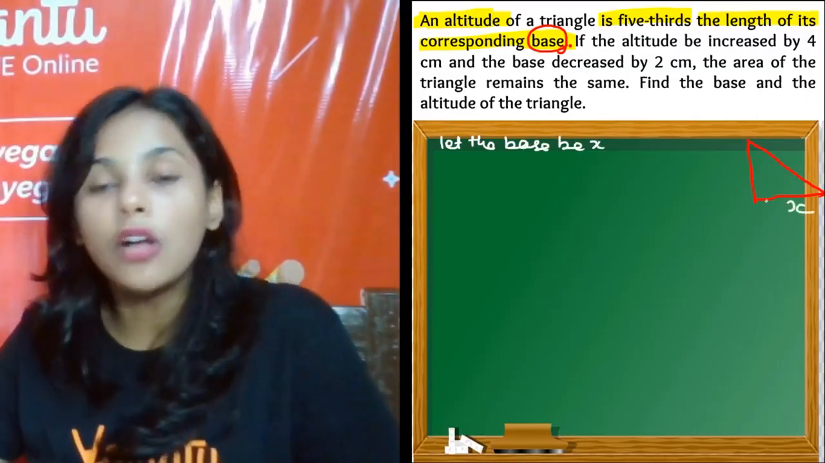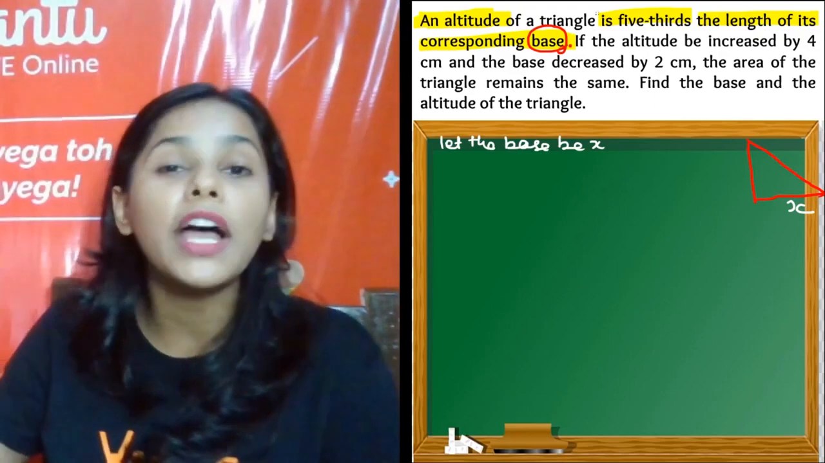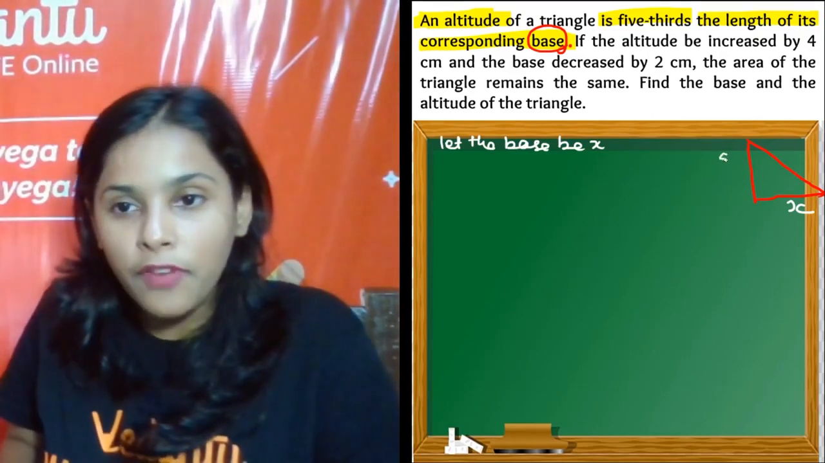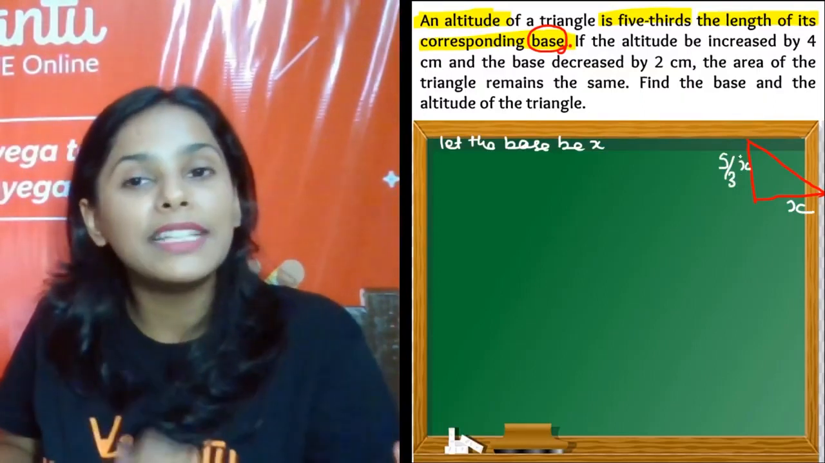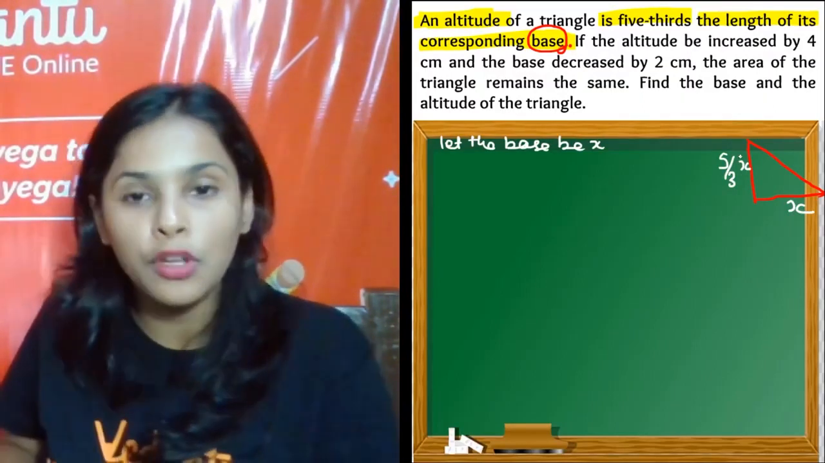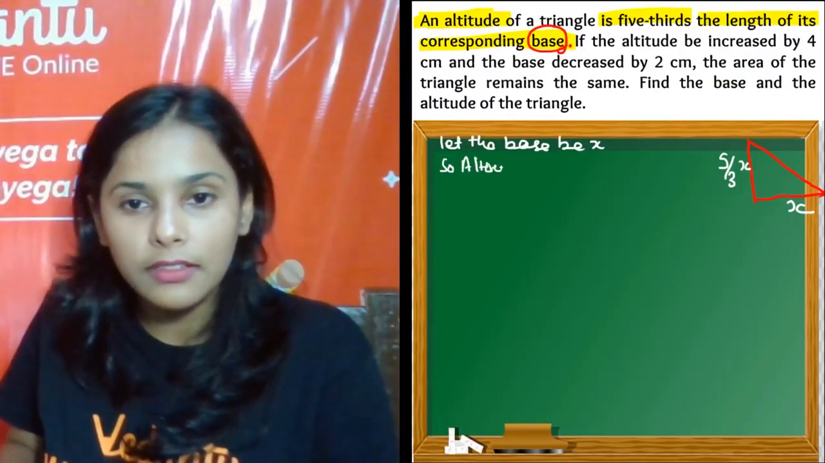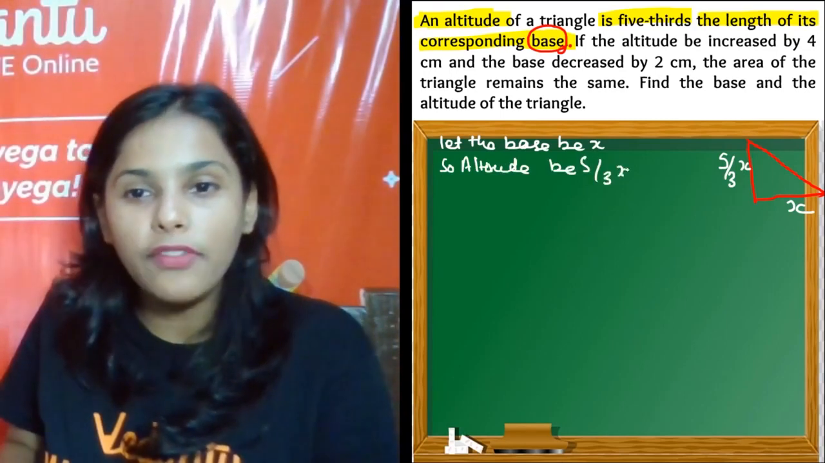This is x right now, and it is being told in the question that the altitude of the triangle is 5/3 of the length of the base. So 5/3 of the base, so 5/3x would be the altitude. So the altitude becomes 5 by 3 of x.